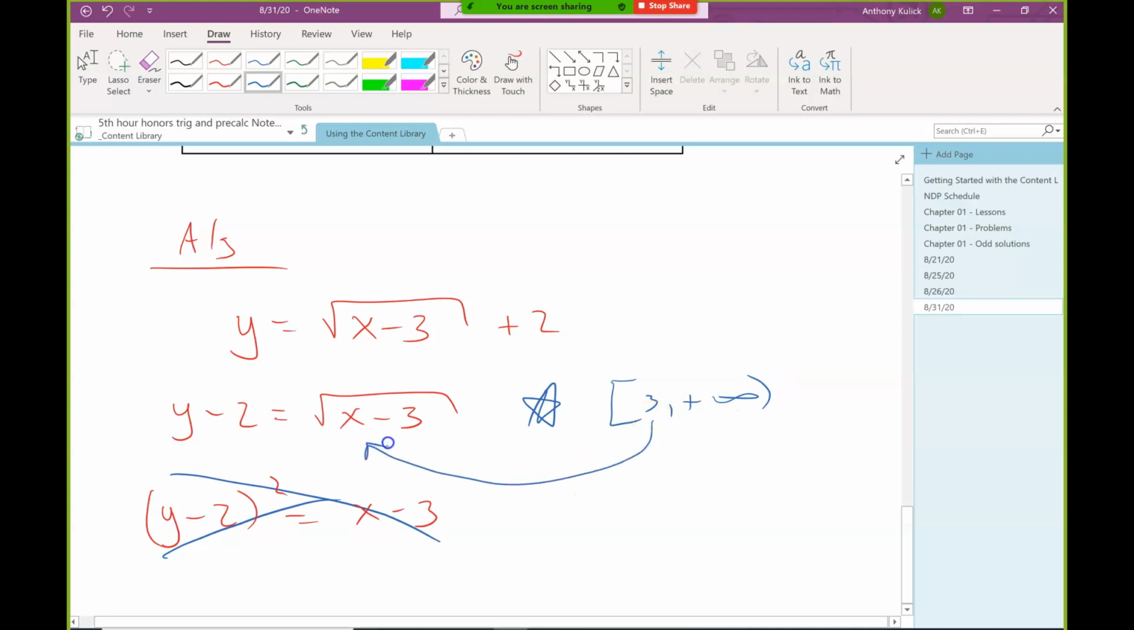So if I plug 3 in here, this side should be 0, right? So for this to equal 0, y would have to be 2, which kind of gives you the lower bound for the range. Does that feel okay? Yeah.